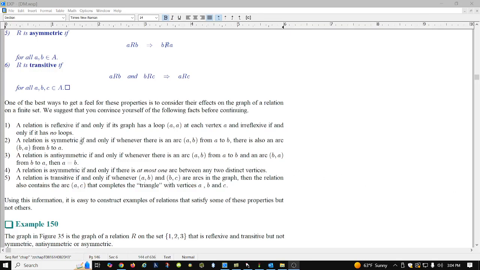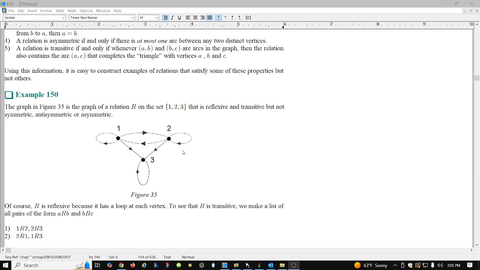Now the difference between antisymmetry and asymmetry is a little bit subtle, and it has to do with and only with loops. I'm going to talk about that more in a little while, but as practice, see if you can sort out that difference. I've given you a hint about loops. See if you can get a firm grasp on the difference between asymmetry and antisymmetry. The only way you'll get comfortable with these properties is if you think about them.